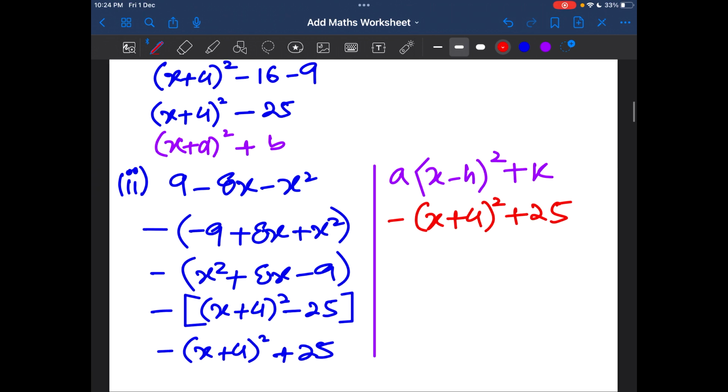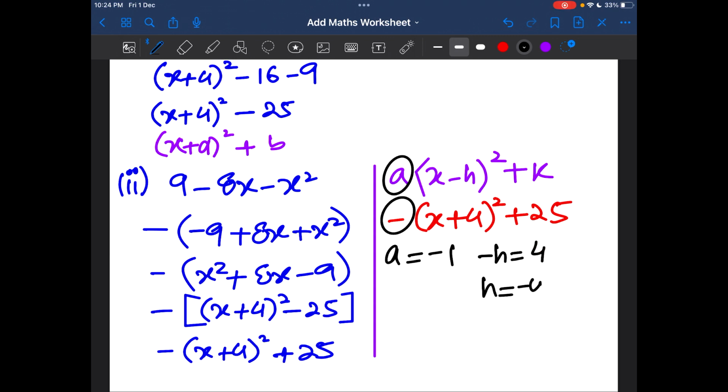You can compare the equations over here. After comparison, we'll get the value of a, which is minus 1. The coefficient over here is a, the coefficient over here is minus, so minus means minus 1. The value of h over here, if we just compare this, is minus h equals 4. If you compare with the sign, the value of h is going to be minus 4. The value of k is going to be plus 25. So basically, you have got the values of three numbers, which is a, h, and k.